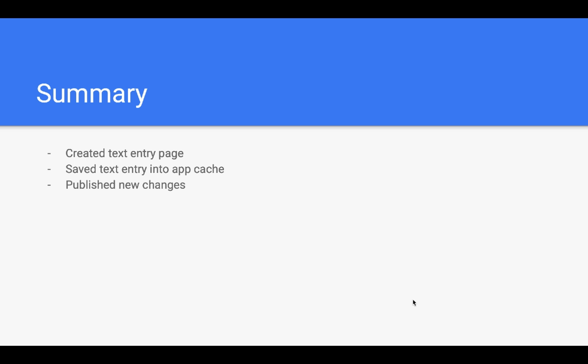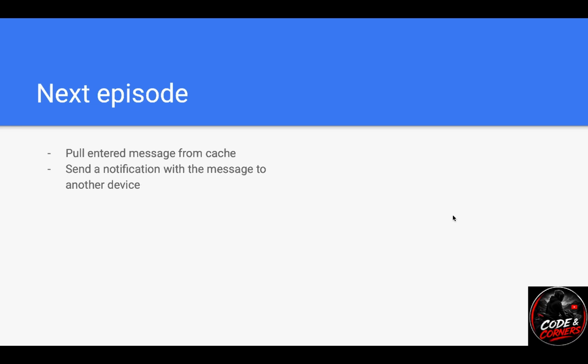In summary, you've added a whole new page to your app. You've added the ability for users to enter text into your app, save it in the cache for further use at a later date. You've published those changes to the internet and tested them on your phone. On the next episode, we're going to be pulling that message from the app's cache and sending a notification to another device with that actual message. On to the next.